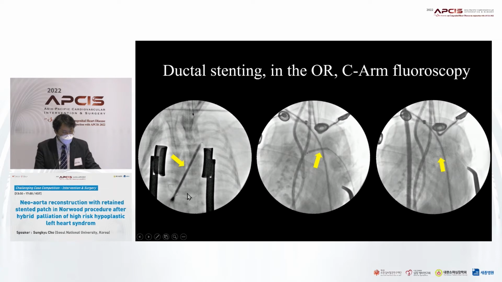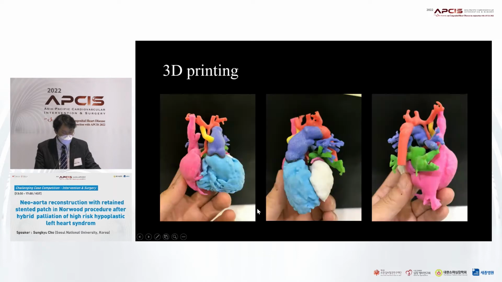You can see the puncture to the main pulmonary artery and the stent here, interposed into the PDA. The procedure was performed in the operation room. The 3D printing model showed the heart after the procedure: the yellow colored reverse PT shunt, small ascending aorta, and stent here, and bilateral pulmonary banding.